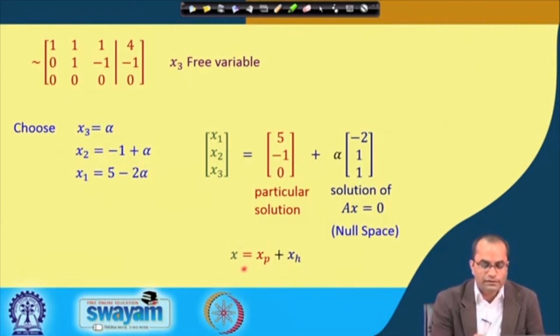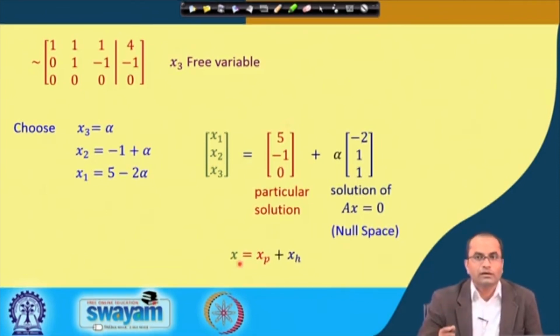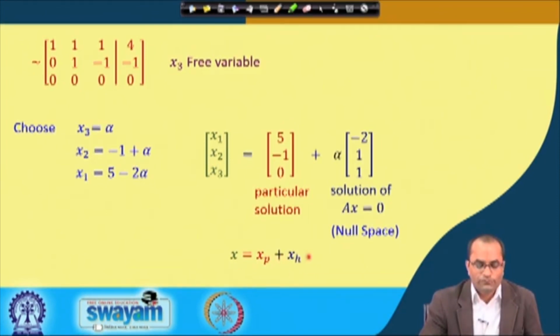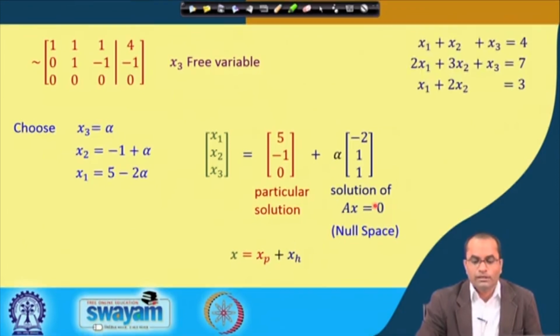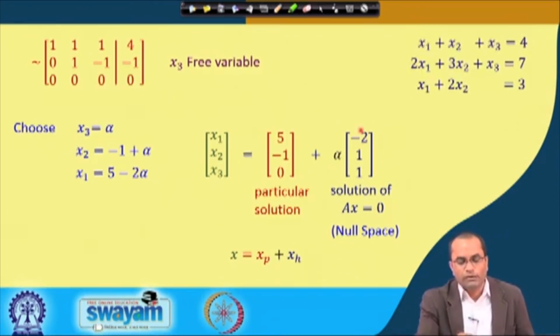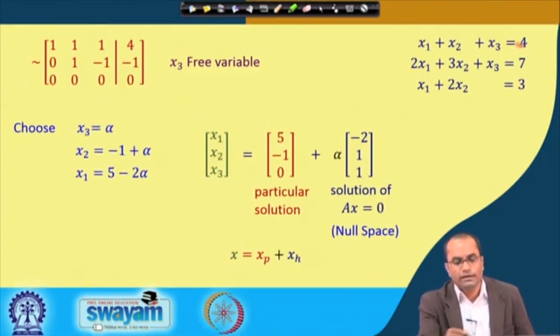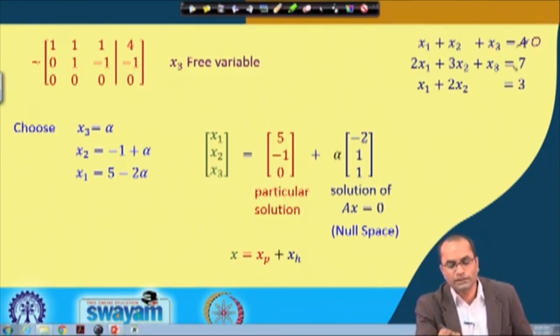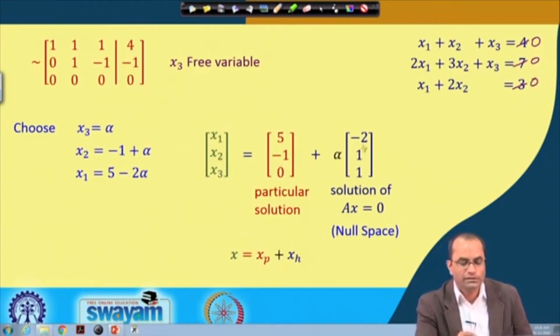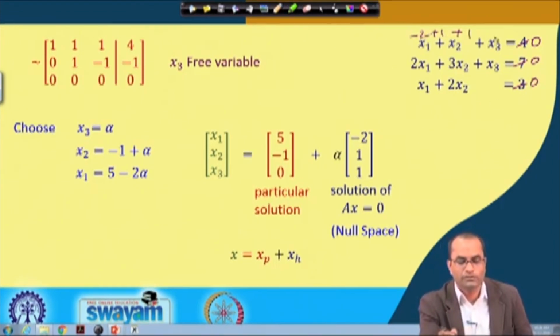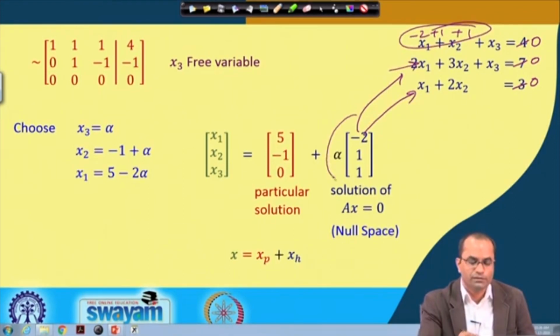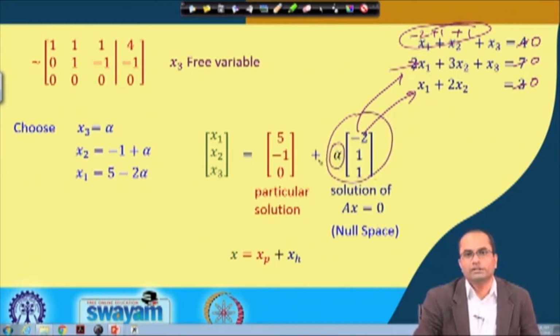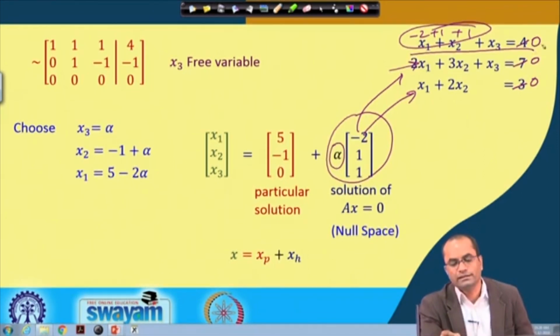So, always we can write down x as x_p, one particular solution of the given system, plus the solution of the homogeneous system when we set the right hand side to 0. One can easily check that this minus 2, 1, 1 actually satisfies the homogeneous system, that means the right hand side 0. So, here minus 2, 1 and 1 gives 0, it satisfies all these three equations, and any number can also be multiplied to this. It will not affect because the right hand side is 0.